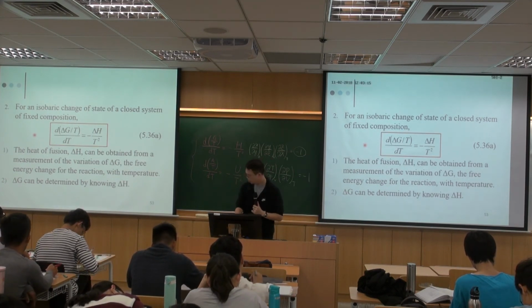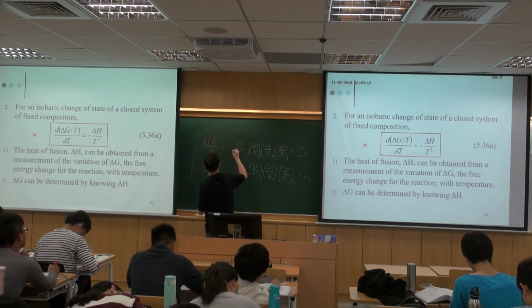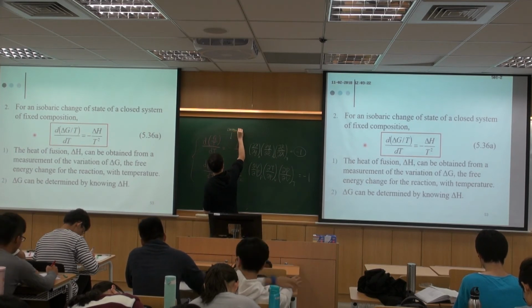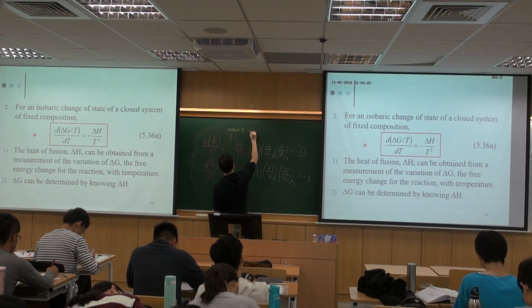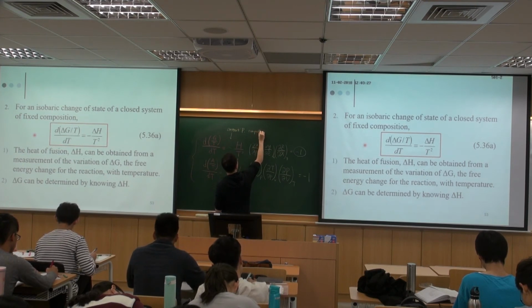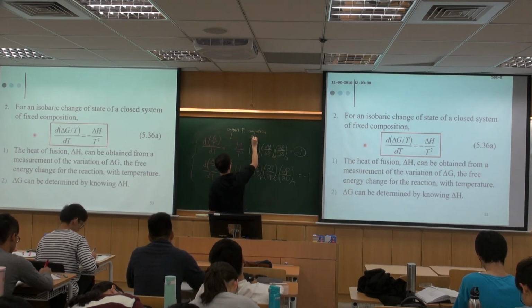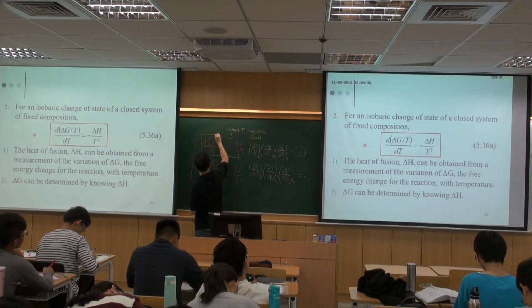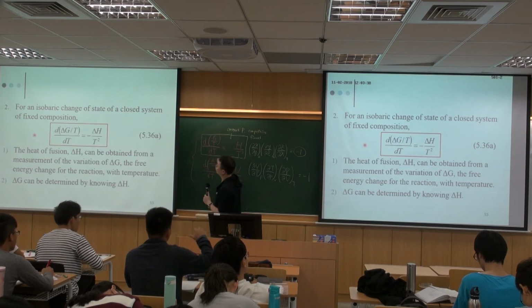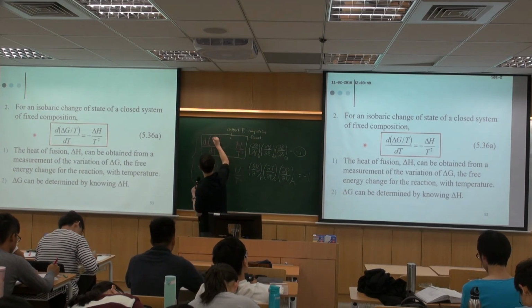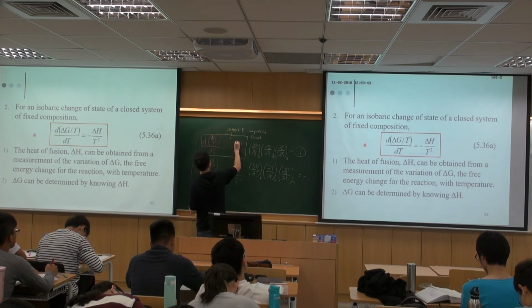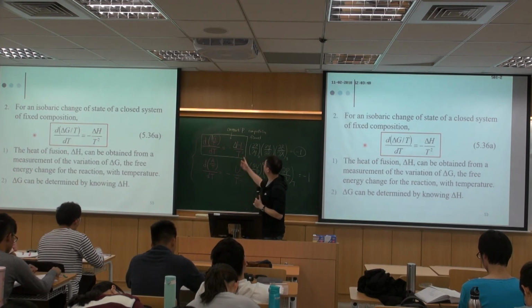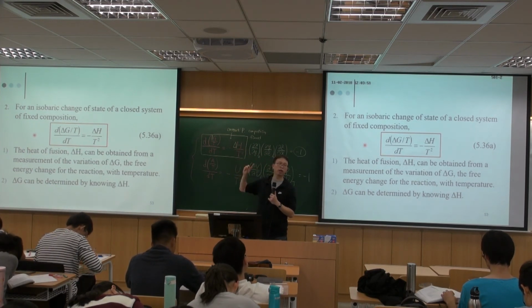So therefore, for an isobaric change of state for a closed system of fixed composition, against constant pressure, and composition is fixed, then you have this expression. And more importantly, if you put delta in front of it, the change, because we know that it's hard to determine the absolute value for Gibbs free energy and for enthalpy, but we can definitely measure the change, right?